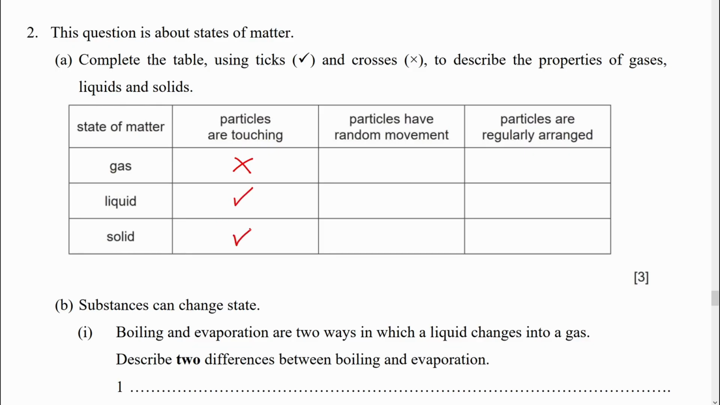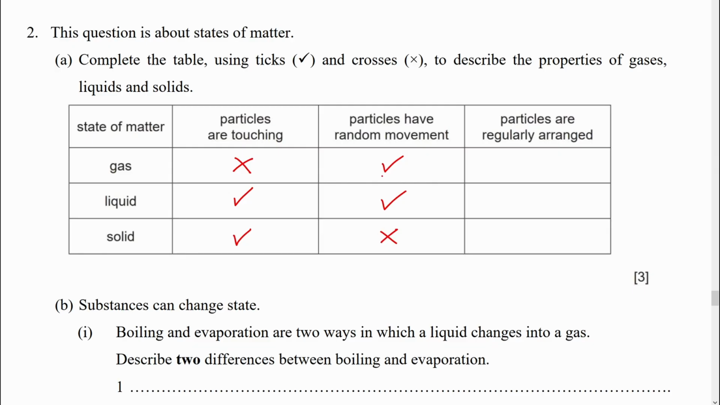What about the particles having random movement? Yes for gas, because the distance between particles is very far apart. So that's why gas can move randomly and quickly in all directions. What about liquid? Do the particles have random movement? Yes, because they can still slide over each other. But in solid, they are in a straight, regular, and tidy pattern and can only vibrate in a fixed position. So they cannot have random movement.